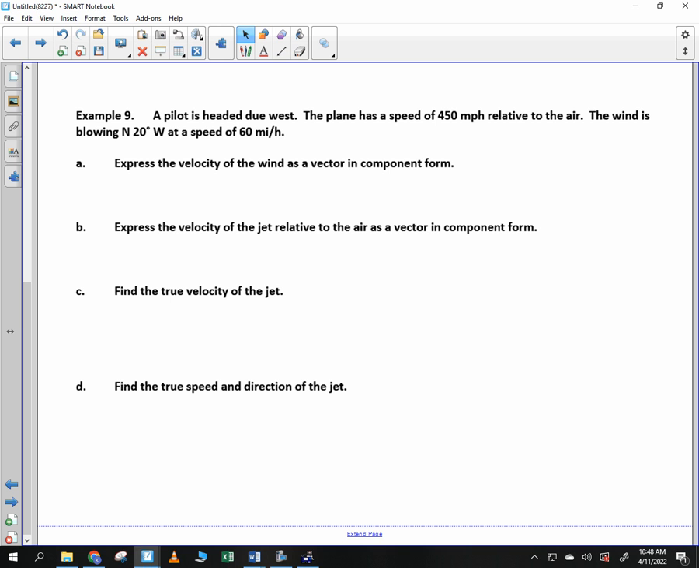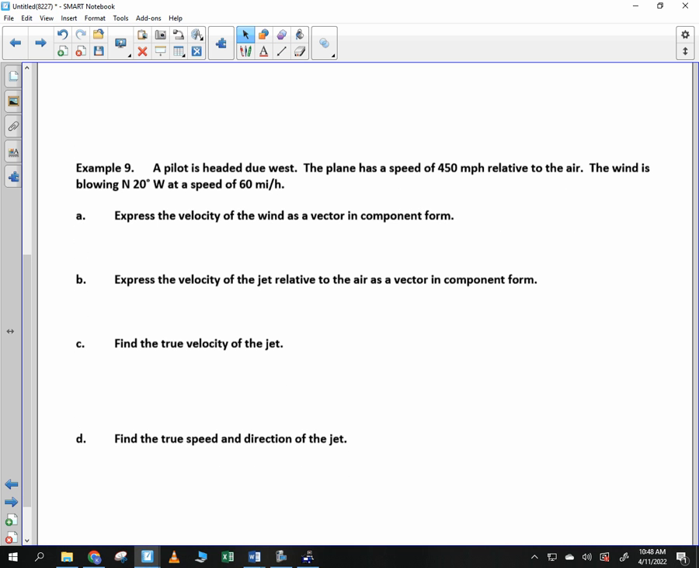All right, good job. Last example. Here we go. Last one of the unit. You're going to back up to number 9. The jet problem. We're going to change it up. I don't want this to be too confusing.